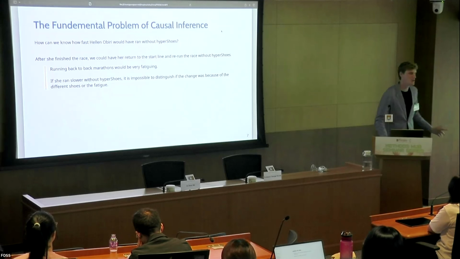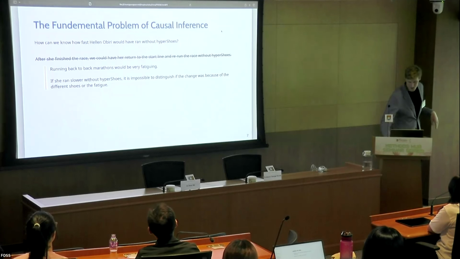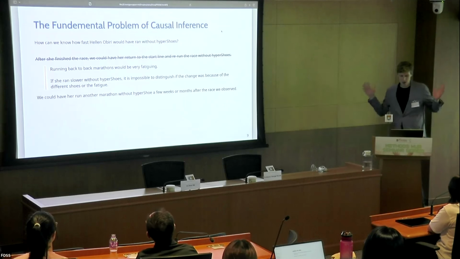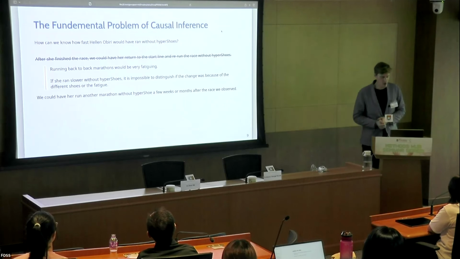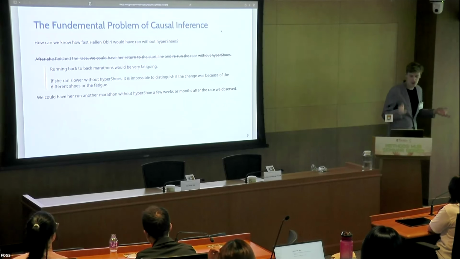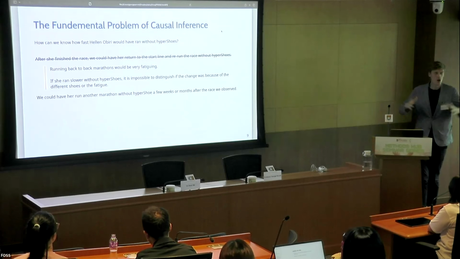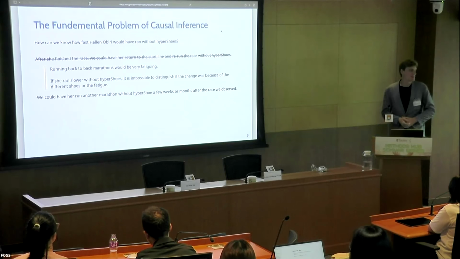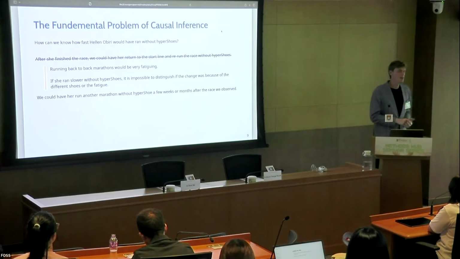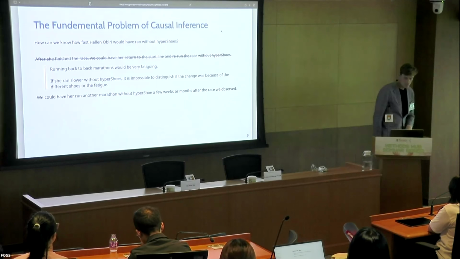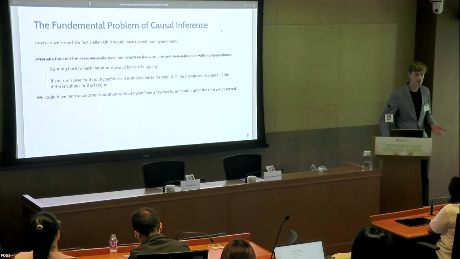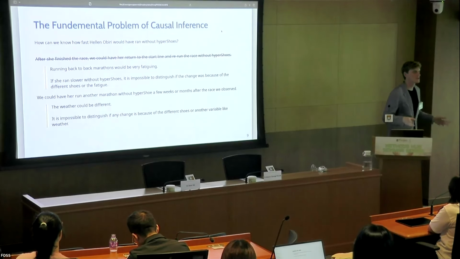Now, some people might say this is a little ridiculous, like we're not expecting her to just turn around and rerun the race. Something more reasonable might be to have her run another marathon without the hypershoes a few months after the race. So we wait a longer amount of time, and then have her rerun the marathon, this time without the shoes. On its surface, this may seem a little more appealing, but there are still a lot of issues.